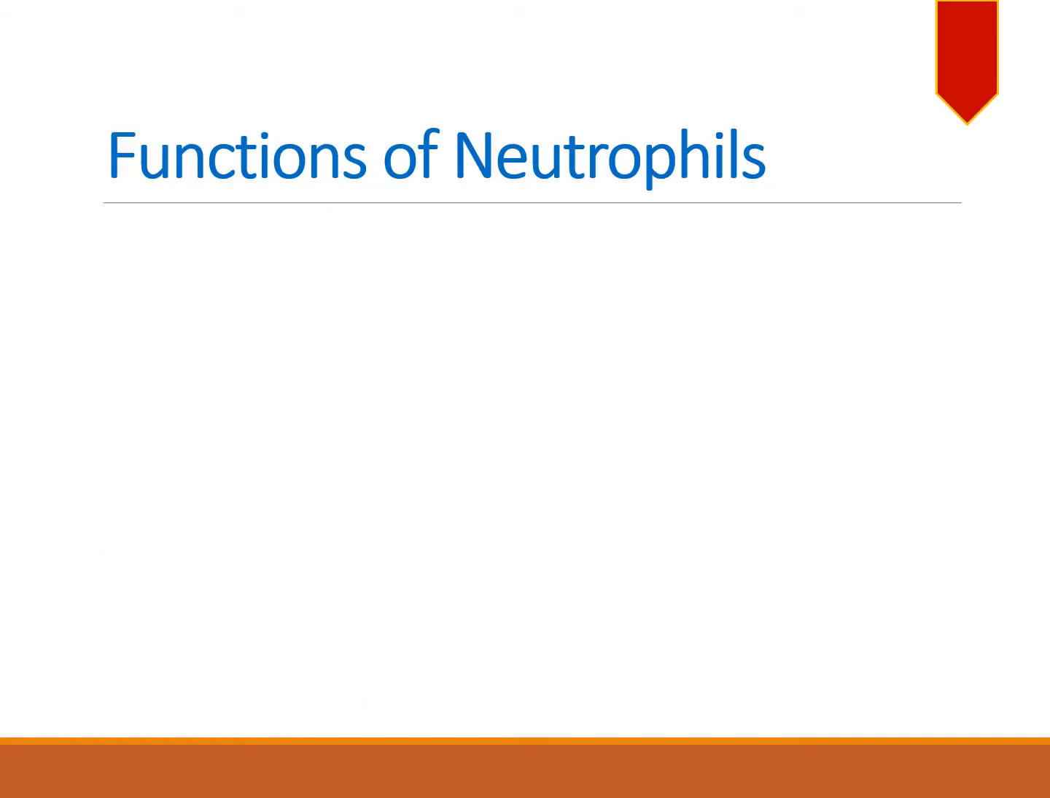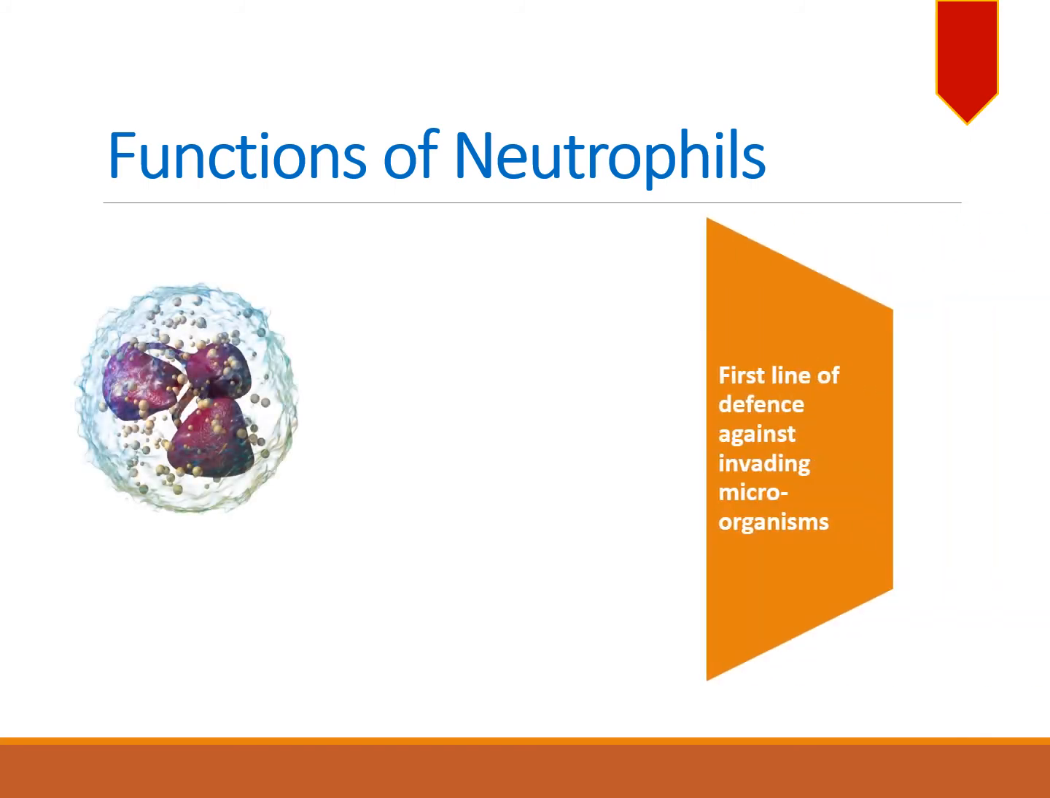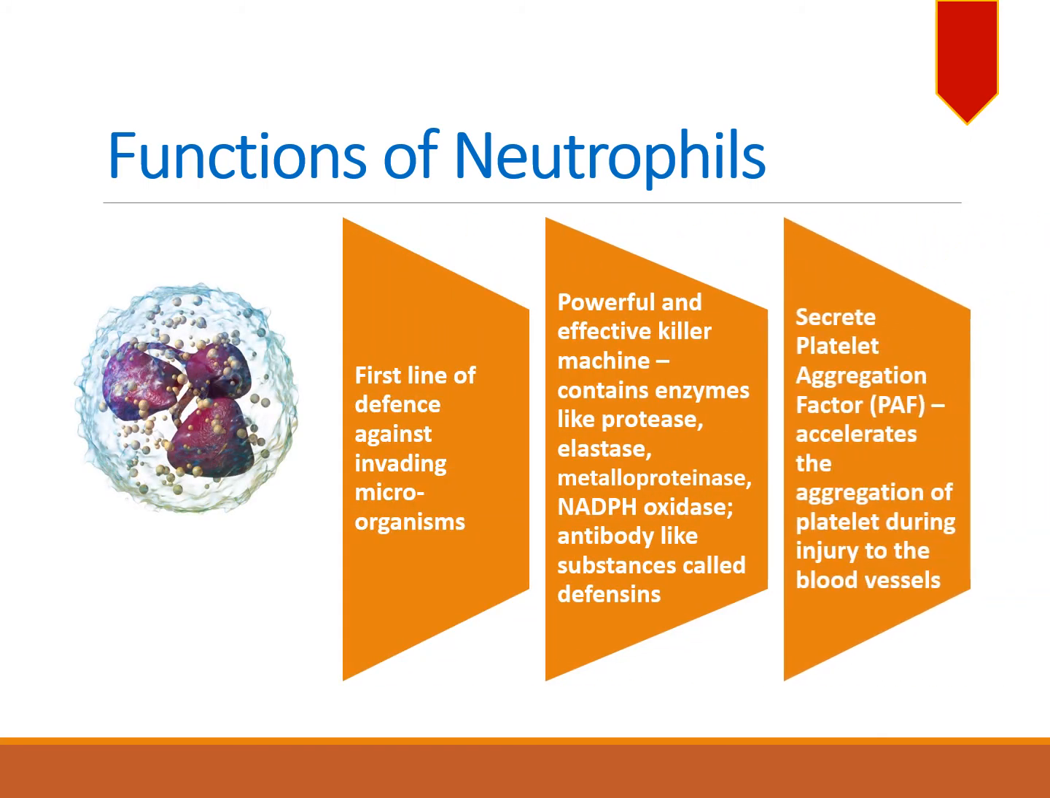Now we'll study the functions of neutrophils. Neutrophils act as a first line of defense against invading microorganisms. They are powerful and effective killer machines which contain enzymes like protease, elastase, metalloproteinase, NADPH oxidase, and antibiotic-like substances called defensins. They secrete the platelet aggregation factor, which accelerates the aggregation of platelets during injury to the blood vessels.